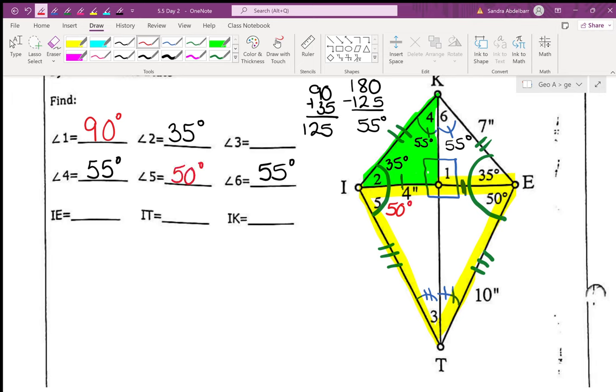All right, now let's go to angle 3. How am I going to find angle 3? You got it. We're going to add 50 and 90 and subtract that from 180. We're using this blue triangle to find angle 3. So that means angle 3 is 40 degrees.